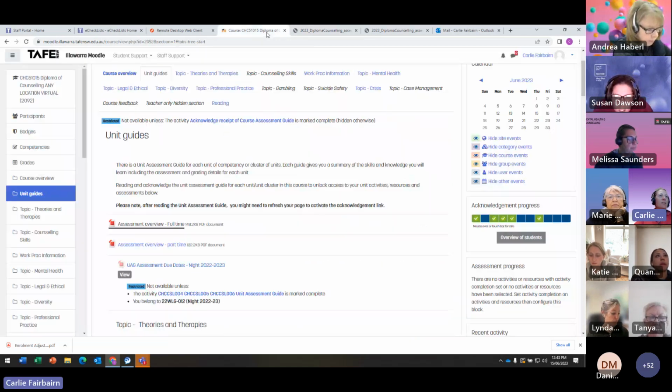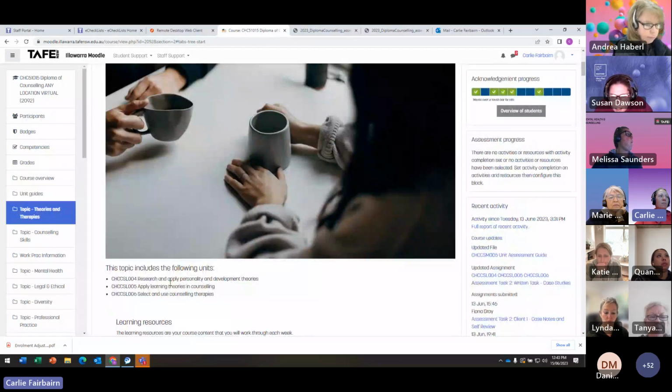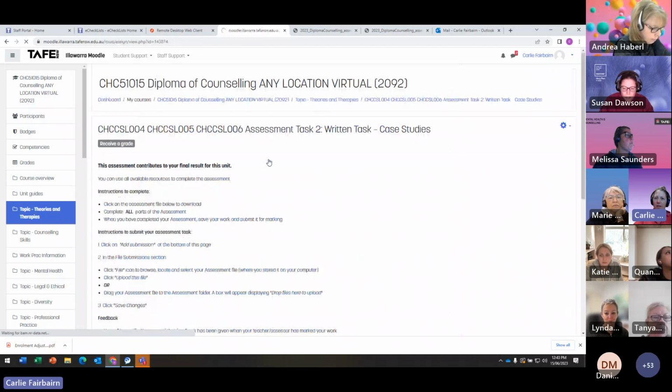All right, and so now we'll get stuck into the assessment. So I'm going to go to the Theories and Therapies tab, go straight to my assessments, and I'm going to click on Assessment Task 2, the case studies. I know previously that was maybe hidden from some people. I changed the settings, so hopefully that should be available for you now to click on. Can anyone just double check, just confirm for me that that's there?